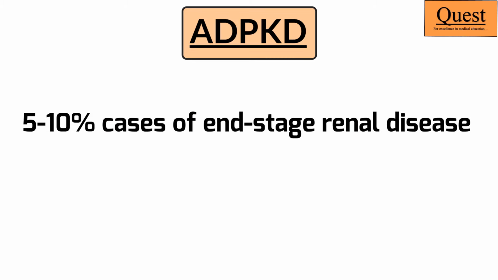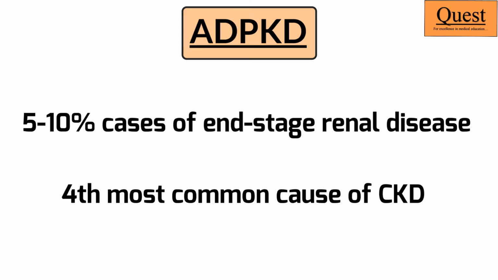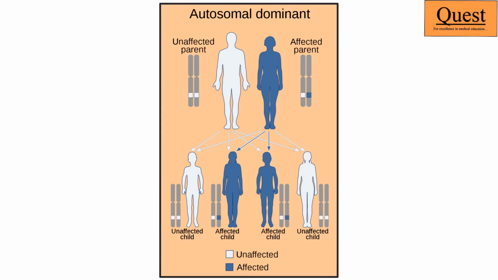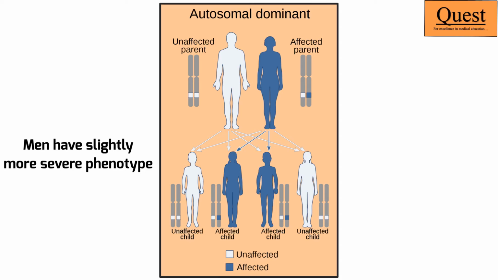Autosomal dominant polycystic kidney disease accounts for 5 to 10% of all cases of ESRD. World over, it is the fourth most common cause of CKD. As the name suggests, it is an autosomal dominantly inherited disease. That means the chance of inheritance is 50%. Also amongst these, male patients tend to have a slightly more severe phenotype of the disease.